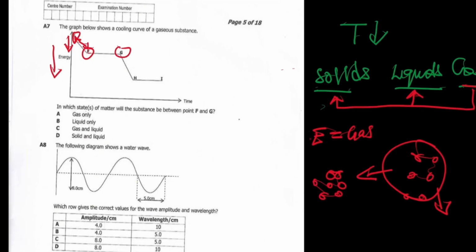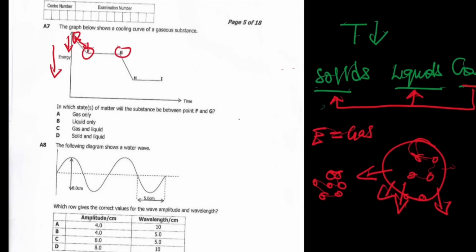But at the point where these particles are now changing state from gas to liquid, the temperature remains constant because the energy is no longer being used to reduce the kinetic energy of particles. Instead, it is now being used to change this state from gas to liquid. That's why the temperature remains constant at this particular point. It remains constant once again because it is no longer being used to reduce the kinetic energy. Instead, it is being used to change the state of matter from gas to liquid.